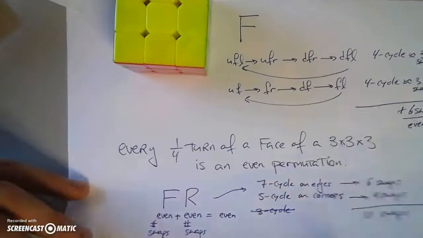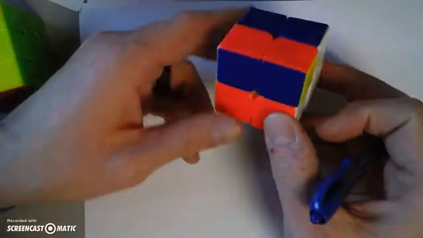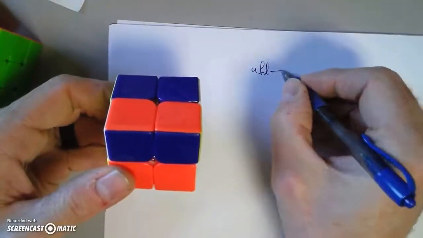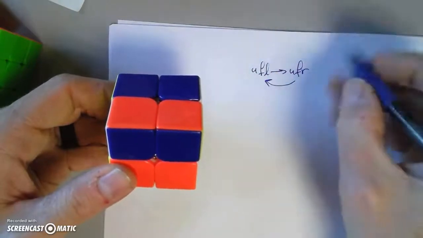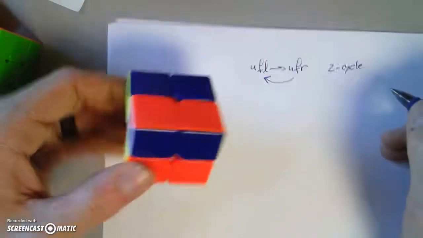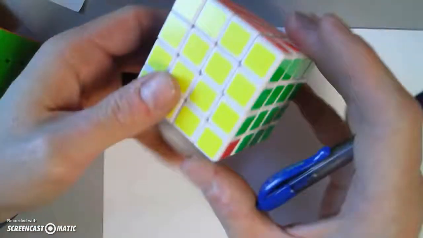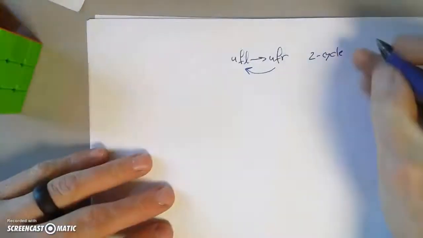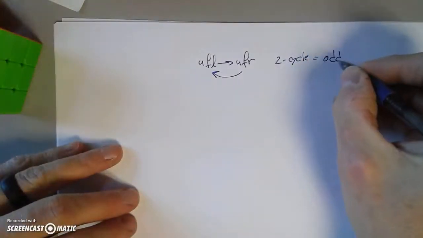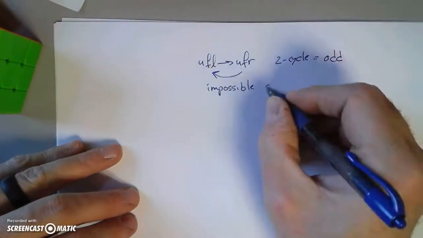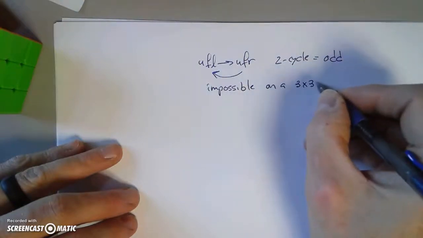So what does that mean for the cube? Well, it means that you can't have things like this on the 3x3. What's this? Well, that is UFL equals UFR and back again. That's a 2 cycle all by itself. Nothing else is affected. It's the same here for this 4x4. There's a 2 cycle on the corners and nothing else is affected. That's odd and impossible on a 3x3x3.